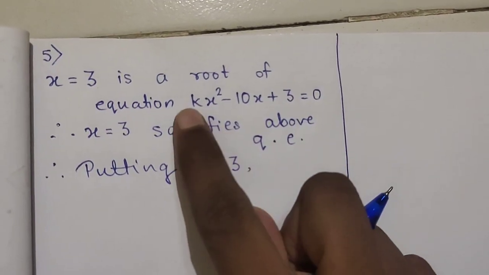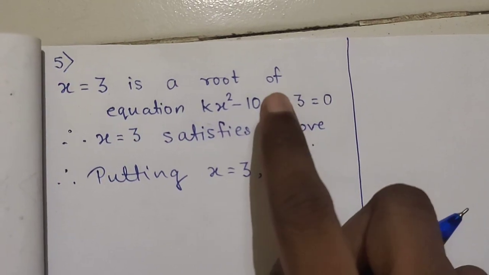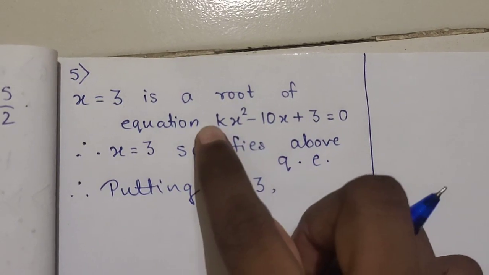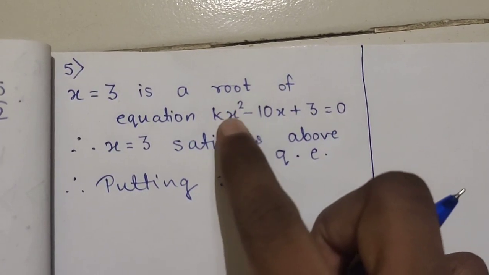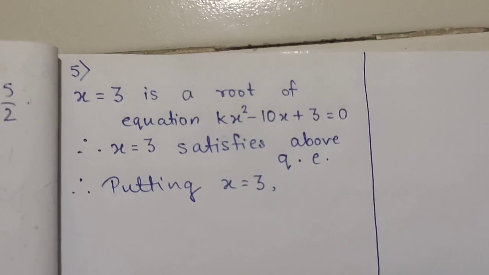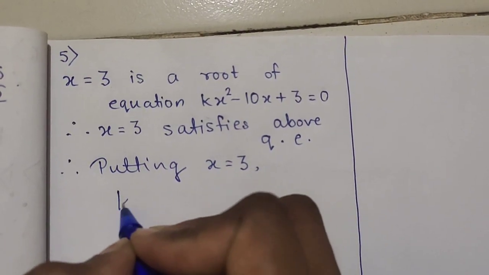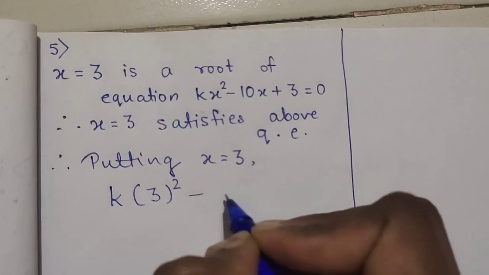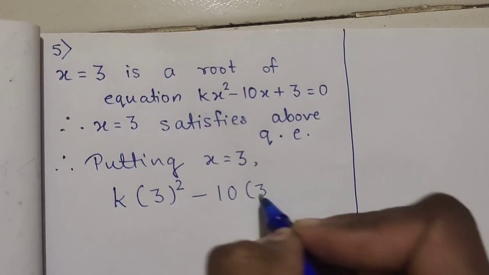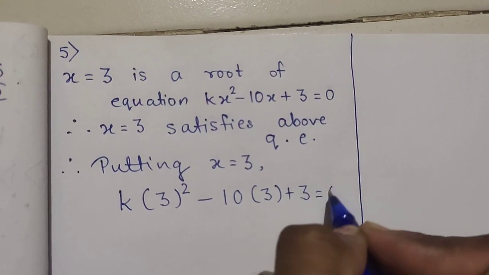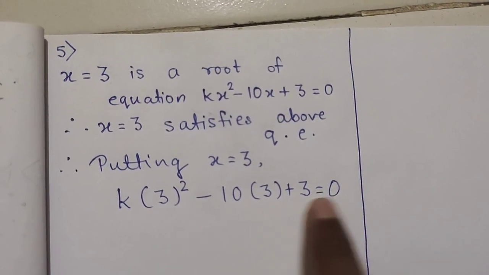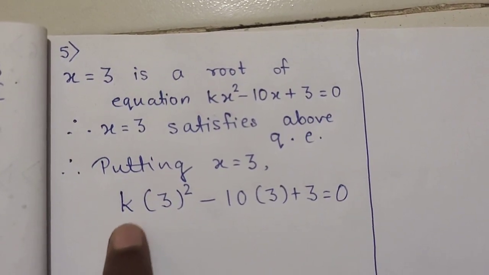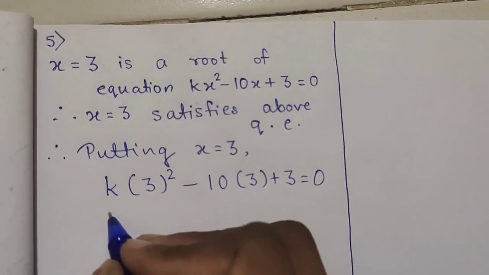See students, in this case we are not going to put in LHS. Instead we are going to use the whole equation. That is, we are going to write the whole equation and in place of x we are going to write 3. So see how we are solving this. K into what is x? 3. So 3 square minus 10. What is x? 3 plus 3 is equal to 0. So we are going to use this equation, and by using this we are going to find out value of k.